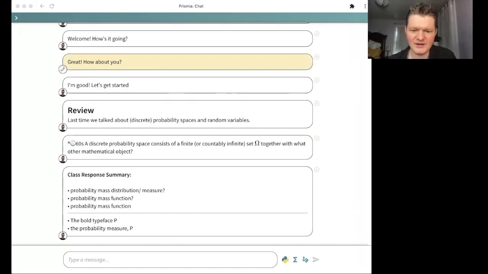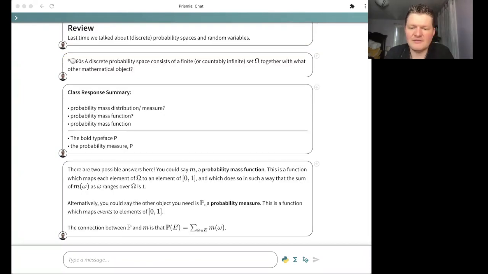All right, cool. So some good answers there. The probability mass function, that's one way of thinking about it, or the probability measure capital P, that's another possible answer to this question. Those are both good. So just to review, we have this function little m, which is our probability mass function, and that maps each element of our sample space to some real number between 0 and 1, and it does so in such a way that as we total those values up over the whole sample space, we get 1.